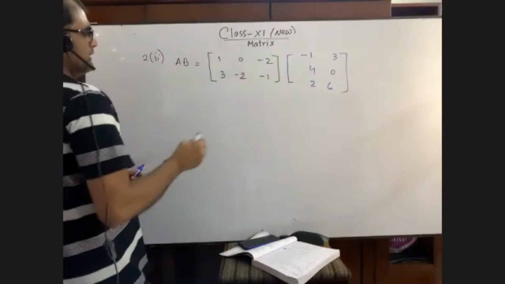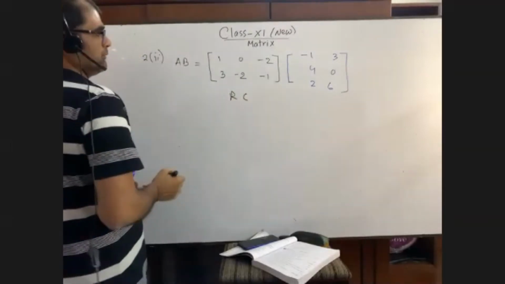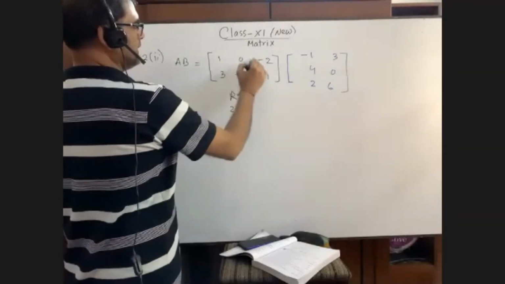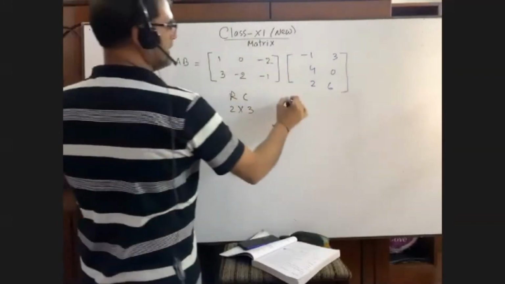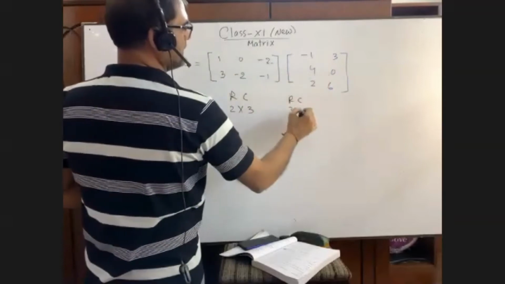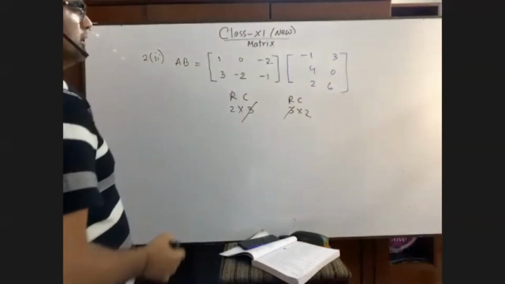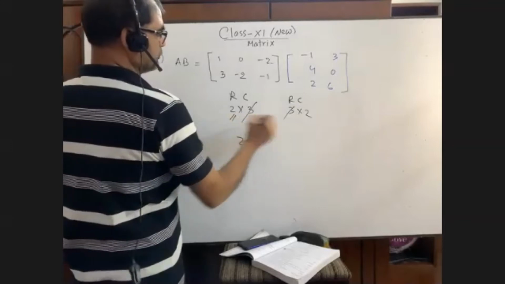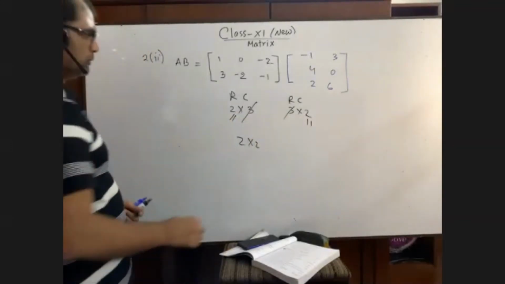At first I told you, does AB exist or not? How to find it? Row C, RC, row column. How many rows? There are 2 rows. How many columns? There are 3 columns, right? And here RC. How many rows? 3 rows. How many columns? There are 2 columns. 3 will be omitted. So the new matrix will be of order 2 by 2, as we are left with 2 and 2.